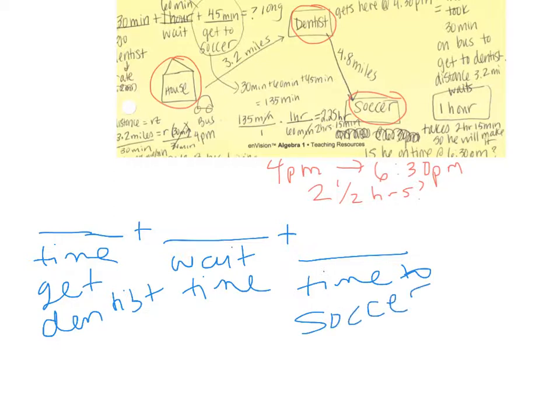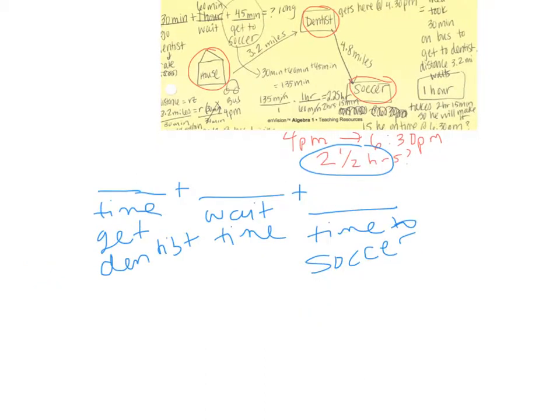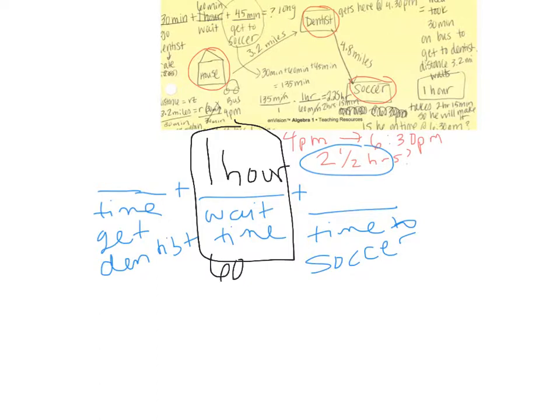And we have to figure out, can he make it within 2.5 hours? So we have to add those up and see if he'll make it in time. Now figuring each of these out can be a little tricky. The one that's obvious is the wait time. They say he's waiting at the dentist's office for 1 hour. So we can just write 1 hour, or we know that's 60 minutes.